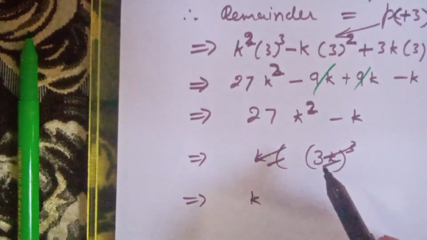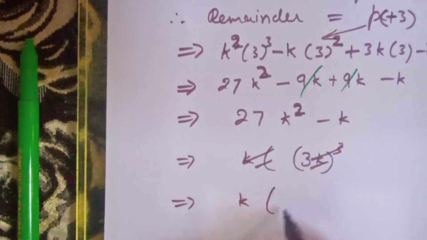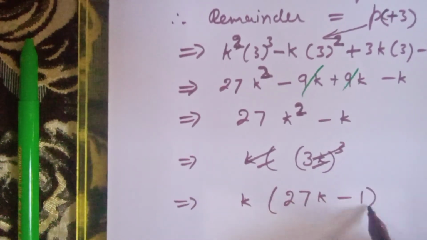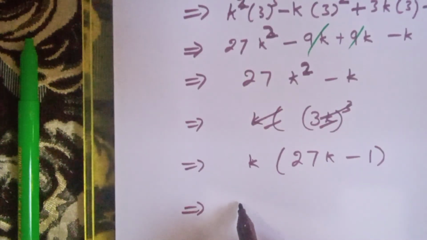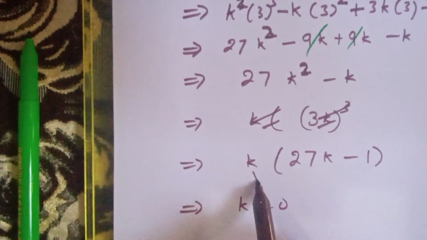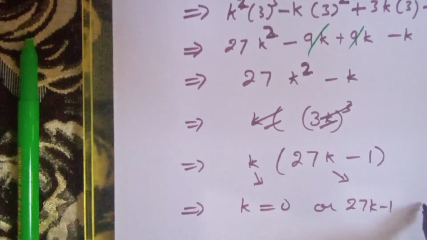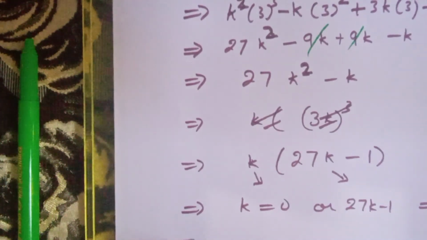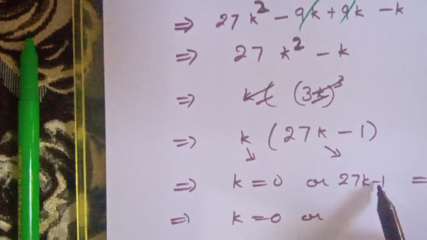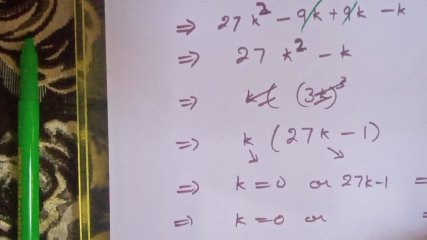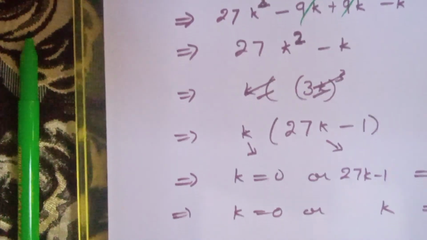So here I'm trying to find out the value of k. I'm taking k common, so I'm left with k times 27k minus 1 is equal to 0. So either k is equal to 0, or 27k minus 1 is equal to 0. So this implies k is equal to 0, or here you see minus 1 goes that side, becomes plus 1.